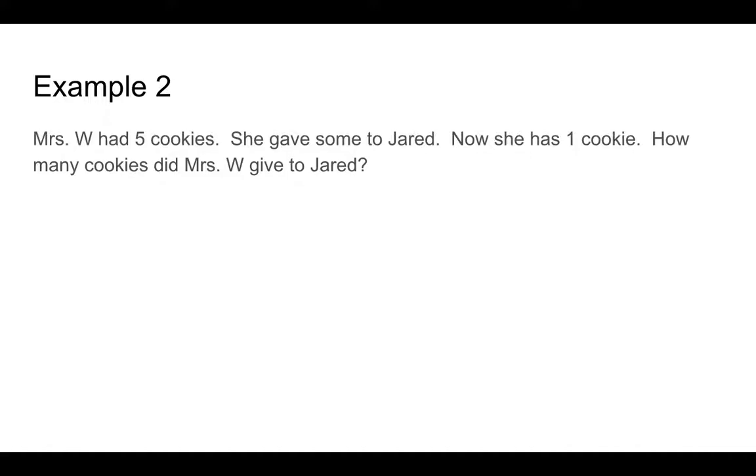All right, now that you've given it a try, let's reread the story problem and see how we would solve it. So Mrs. Willoughby had 5 cookies. She gave some to Jared. Now she has 1 cookie. How many cookies did Mrs.